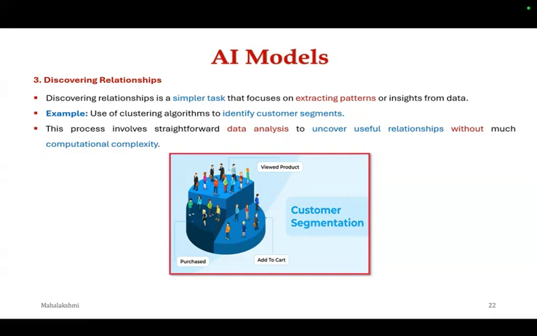For example, clustering of fruits from a basket that contains many fruit varieties. Your objective should be segregating them into particular groups. So this is called discovering relationship.